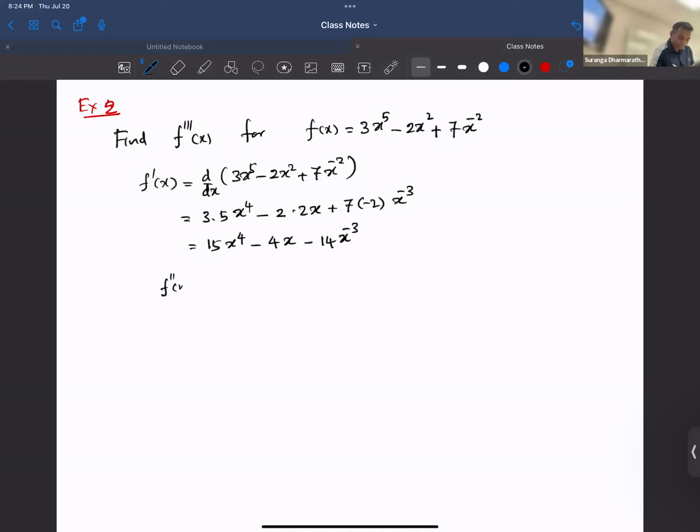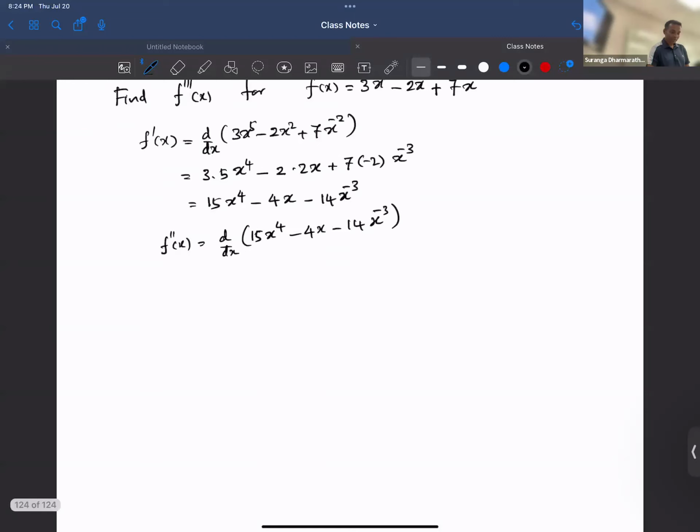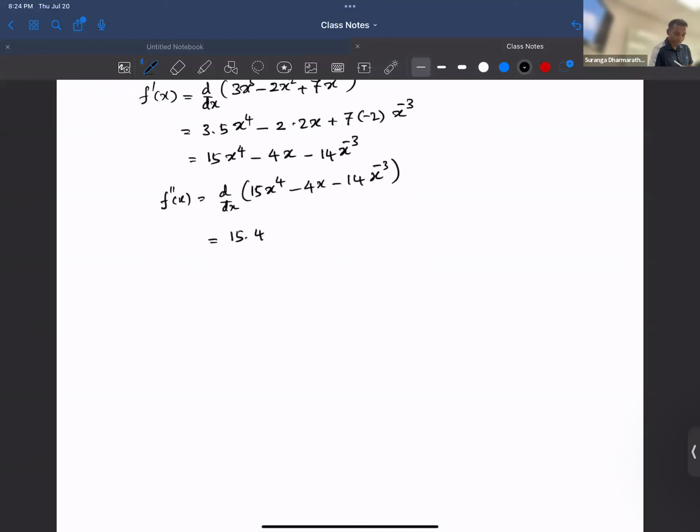Then f double prime of x, that is d over dx of 15 times x to the power 4 minus 4 times x minus 14 times x to the power negative 3. Okay. So if I get the second derivative, this is 15 times 4 times x cubed, minus 4, right? Minus 14 times negative 3 x to the power negative 4, right? And from that I get 60x cubed minus 4, and negative 14 times negative 3 is positive 42 x to the power negative 4. Are you with me?